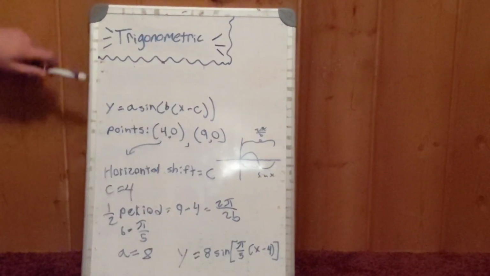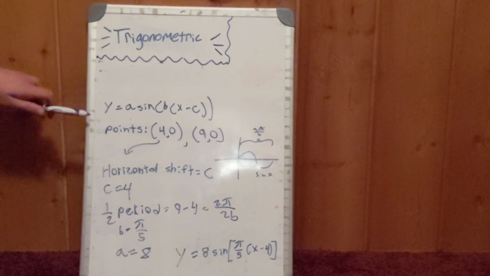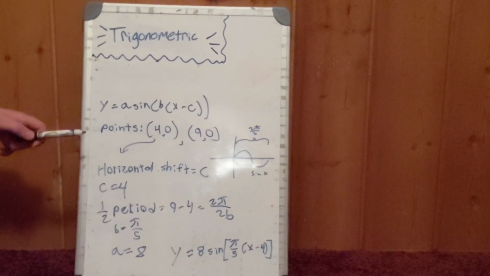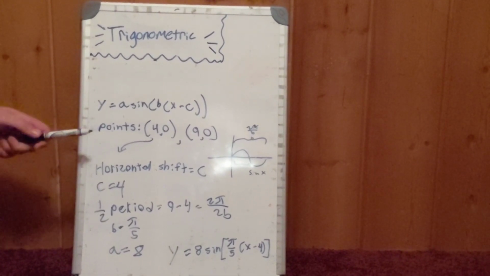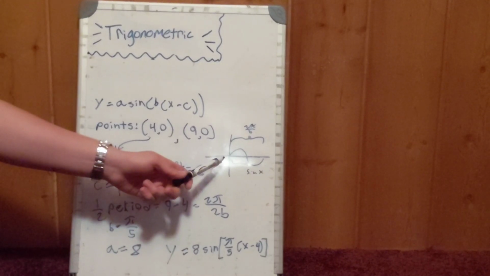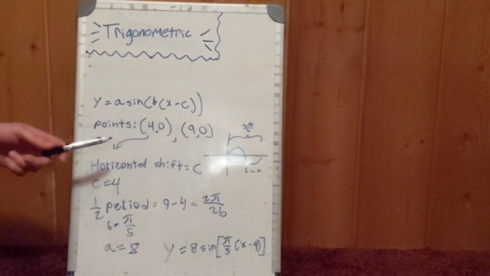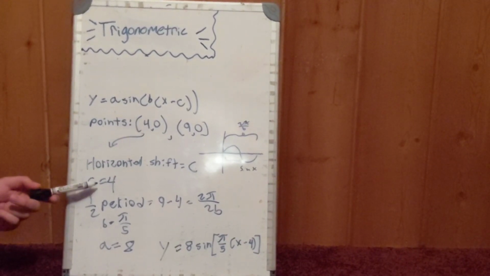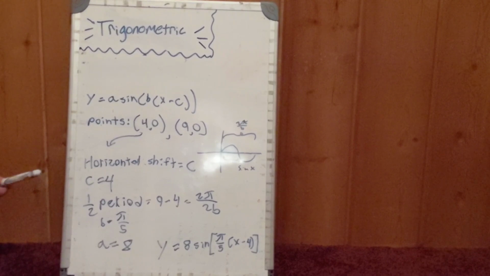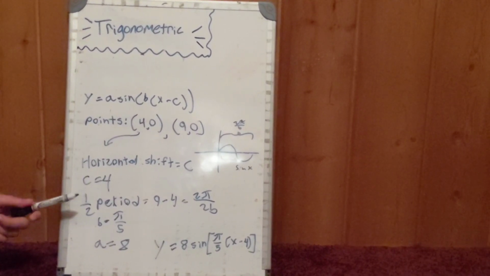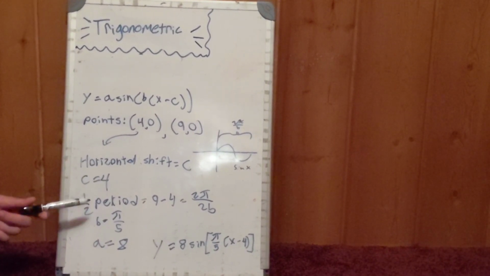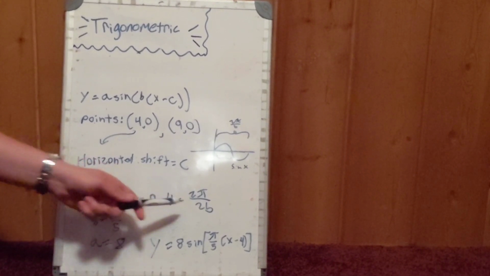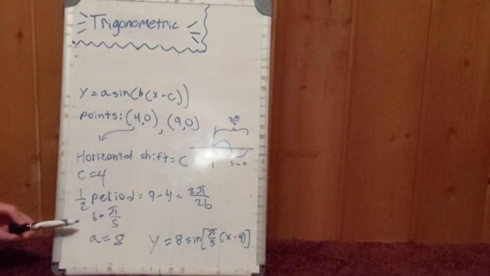To find our trigonometric function, we have our standard trigonometric function. We have the points (4, 0) and (9, 0). So, because the parent function y equals sine x intercepts at (0, 0), and we would like it to shift 4 units so that it would be (4, 0), we set our c value equal to 4 to horizontally shift it. Then afterwards, we would solve for half a period, which is equal to 9 minus 4, which is equal to 2 pi divided by 2b, and our b value is equal to pi divided by 5.